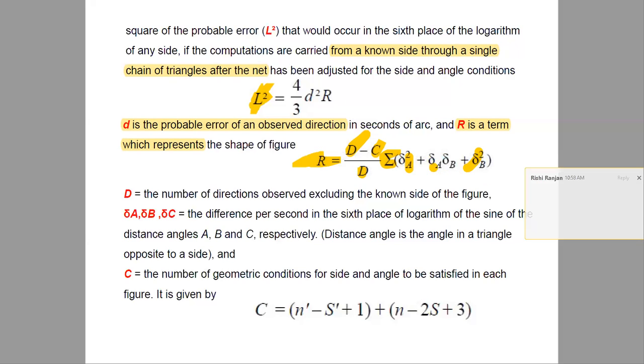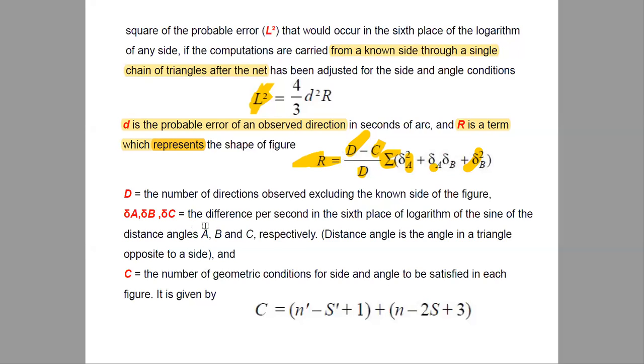If the triangulation is for a single triangle, then this will be only del square A, del square B, and del A del B. If there are a number of triangles in that triangulation process, then this summation would arise. Okay. Now, what are del A and del B?